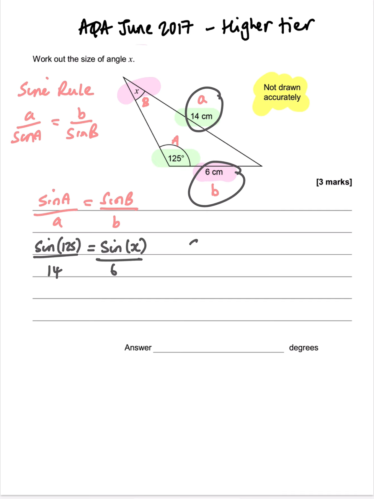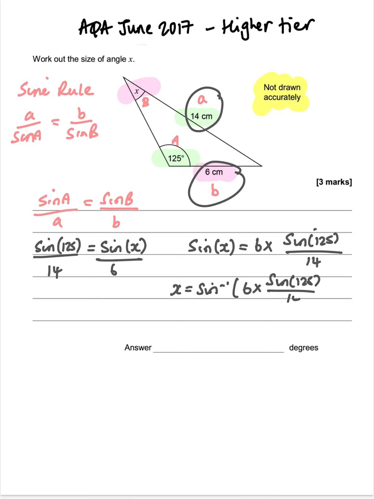So the first thing I'm going to do is write sine X is equal to 6 multiplied by sine 125 over 14. So I've just rearranged that equation in terms of sine X, because X is what we're looking for. Now, when we're looking for an angle in trigonometry, we don't just use the sine button on our calculator, we use the inverse sine, the arcsine button. So X is equal to sin to the minus 1 of 6 times sine 125 over 14. And we're going to stick that in our calculator.